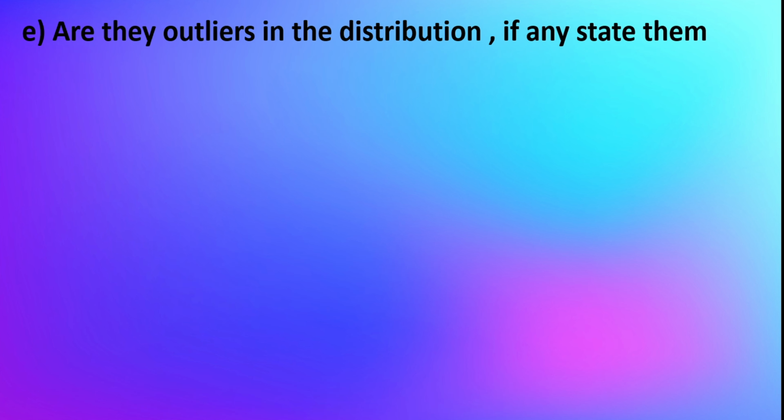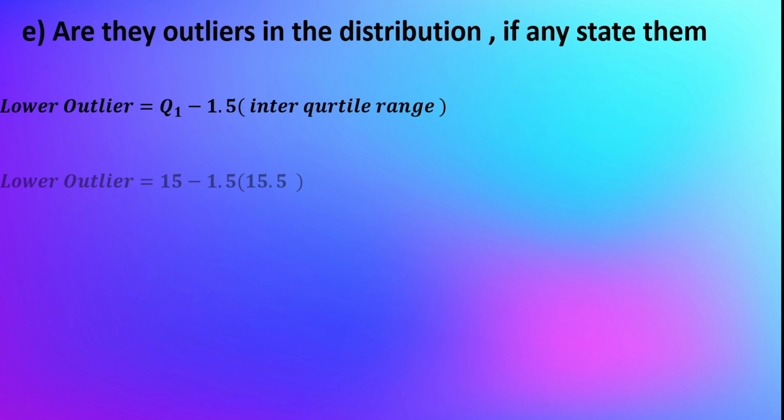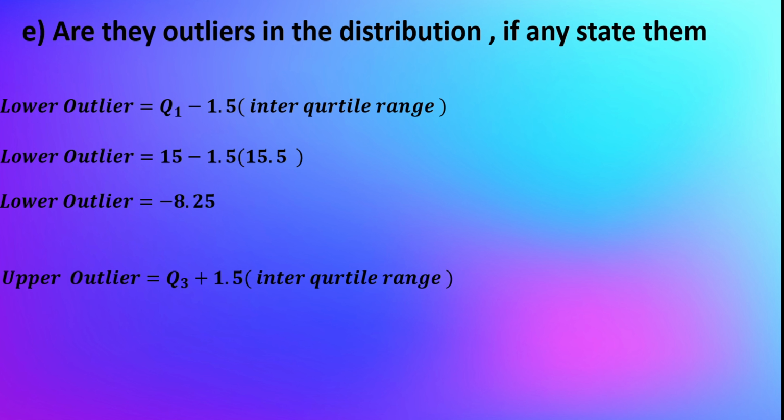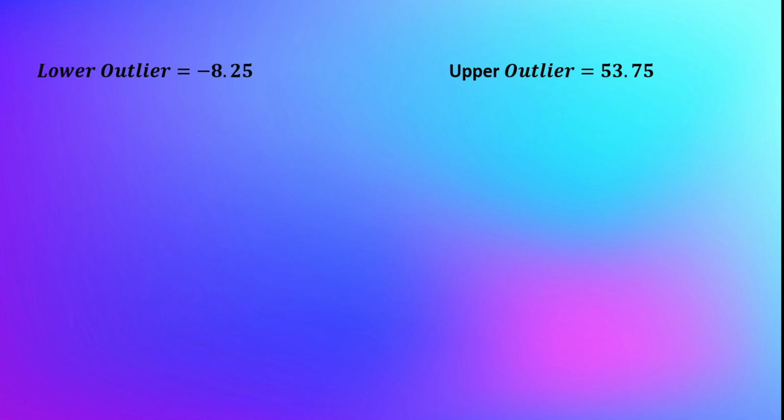So now moving on to our last question. Are there outliers in the distribution? If any, tell them. So we have to use this formula. Lower outlier boundary is equal to Q1 minus 1.5 times the interquartile range. We just found the interquartile range. Plug in the values. Now we've got the lower boundary as negative 8.25. Upper boundary is Q3 plus 1.5 times the interquartile range. Plug in the numbers now. We got this.